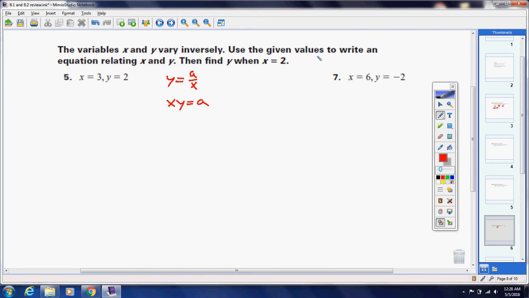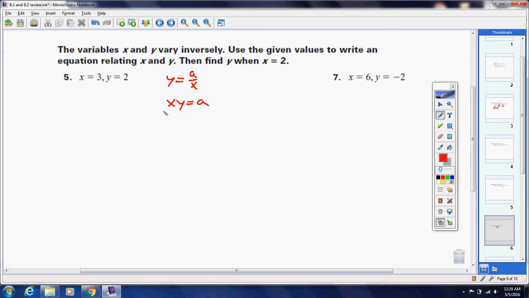Use the given values to write an equation relating x and y. Then find y when x equals 2. They tell me that x equals 3 and y equals 2. I'm supposed to write an equation relating x and y. Here's an equation, but what I need is a. I need that specific constant value so I have an equation specifically relating this x and y. They give me x and y, and I'm just going to use this bottom equation. It looks nice and easy.